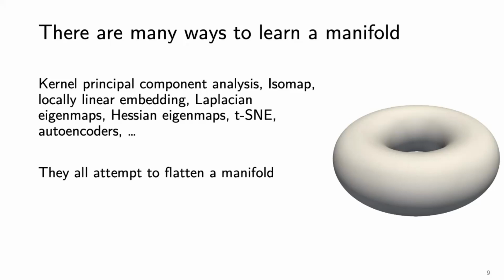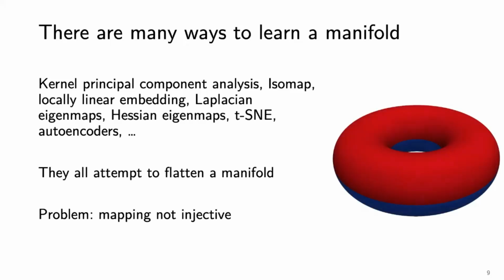But nearly all these methods encounter a serious problem, which is that the mappings that they come up with are not injective. And to give you some intuition for what that means, let's look at this torus on the right. So I'll color the top half of the torus in red and the bottom half of the torus in blue. And as we try to flatten this manifold, or this torus, what you'll notice is that no matter which way we try to flatten it, we'll always get the torus collapsing onto itself.